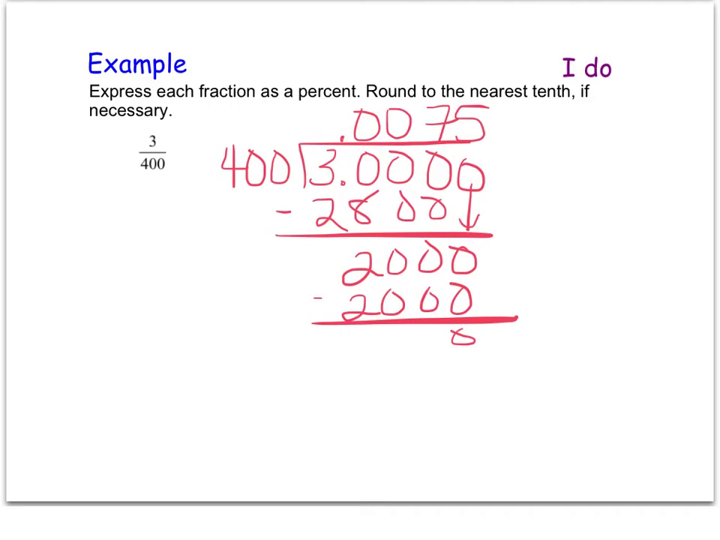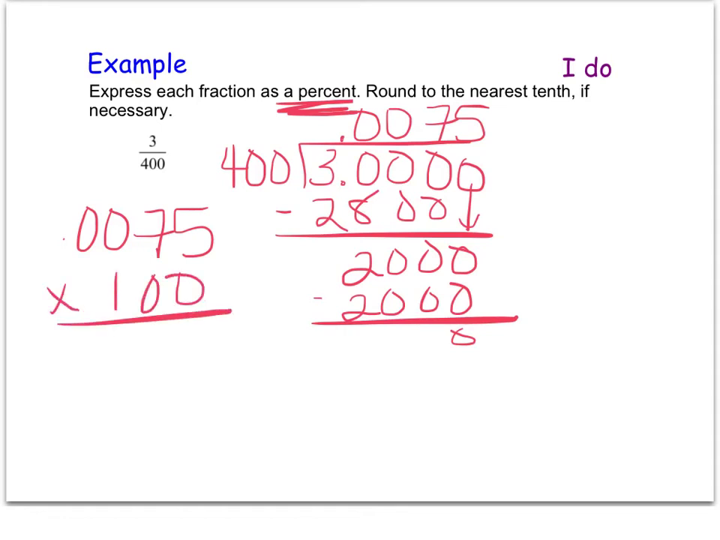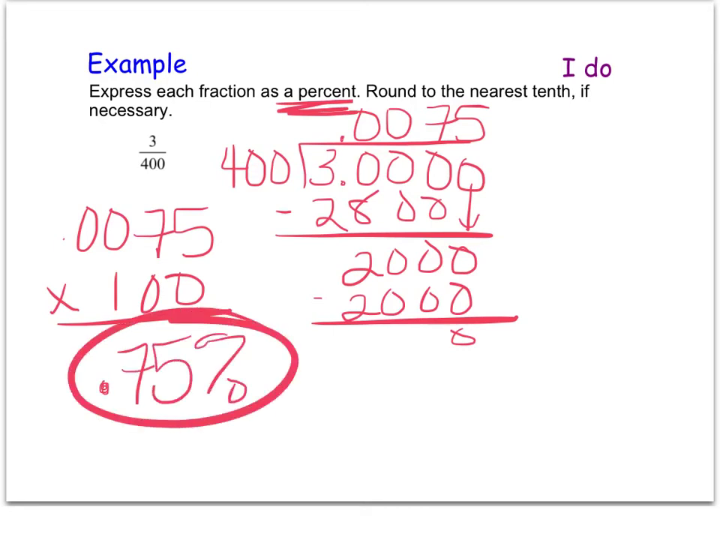So 3 over 400 is 0.0075. Now, it does not ask us to write a fraction as a decimal. It asks us to write it as a percent. So I'm going to multiply by 100, and I'm getting 0.75. Add your percent sign as 0.75%.